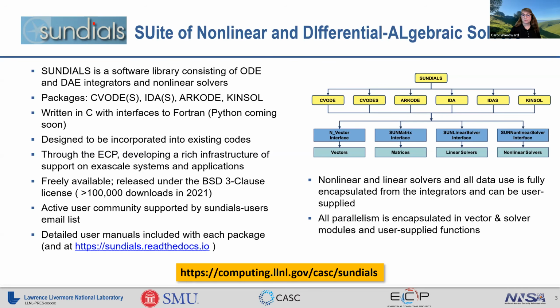It's designed to be incorporated into existing codes, meaning that we don't provide a full framework to build an application on. We try to be a pretty specialized set of tools that can be brought in to handle the time integration and nonlinear solvers. Through the ECP, we've been developing a rich infrastructure of support on exascale systems and applications. We're freely available, released under the BSD 3-clause license, and had over 100,000 downloads in 2021.